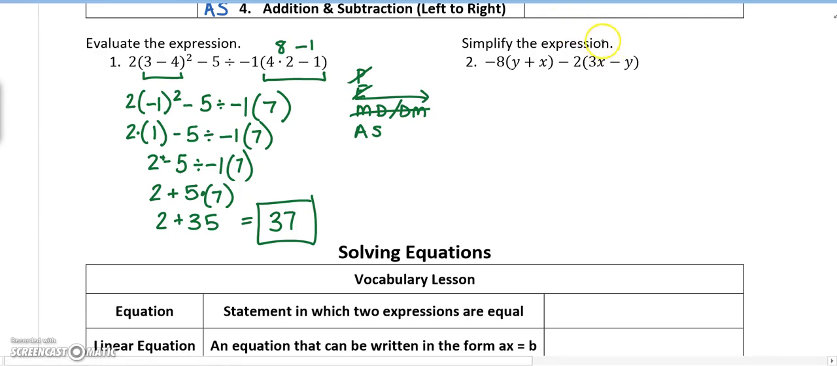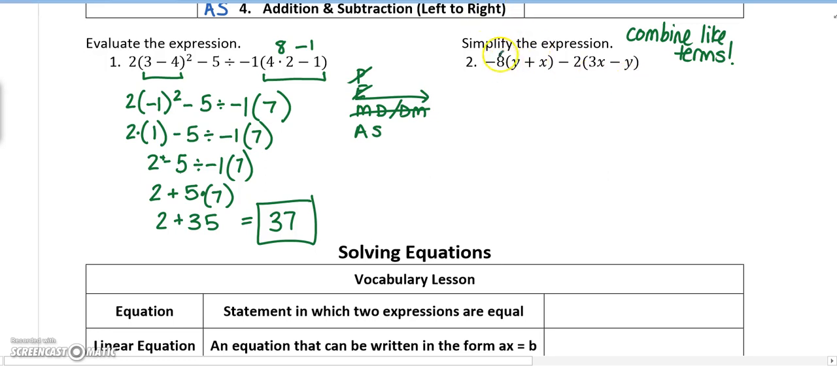All right, number 2, it says simplify the expression. So simplifying, that means combine like terms. Right? You'll know the difference between using order of operations and combining like terms because in this problem I have variables. Well, if I try to use order of operations with variables, I'm going to say, well, y plus x, I can't add those. And then you're stuck. All right? So instead of completely simplifying this down to just a number, we're just going to try and make it look a little bit neater.